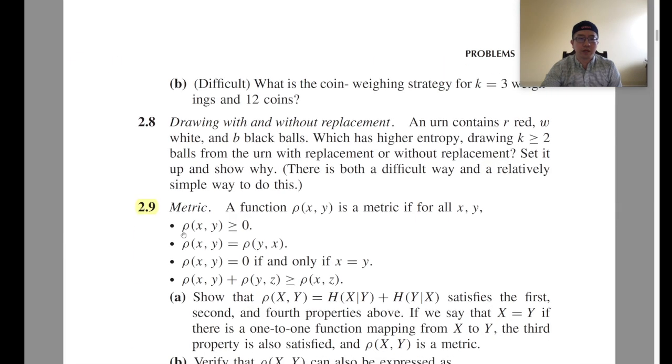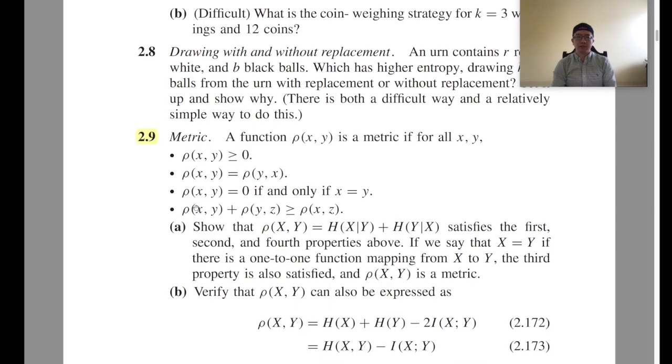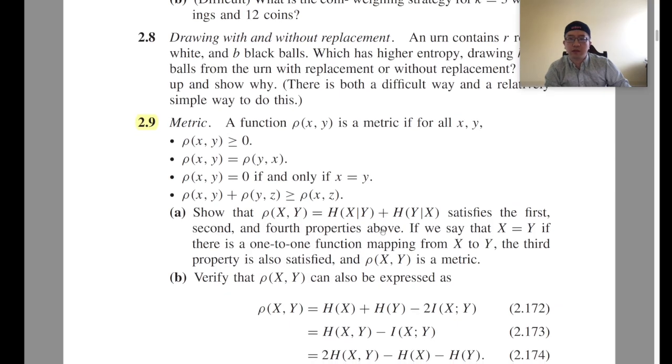So our next problem is 2.9. This problem is relatively easier. Here, it defines that rho of x, y equals the entropy of x given y plus the entropy of y given x, right? And in this case, you can see that it's symmetric. And we're going to show this is a distance metric, or it's a metric, okay?